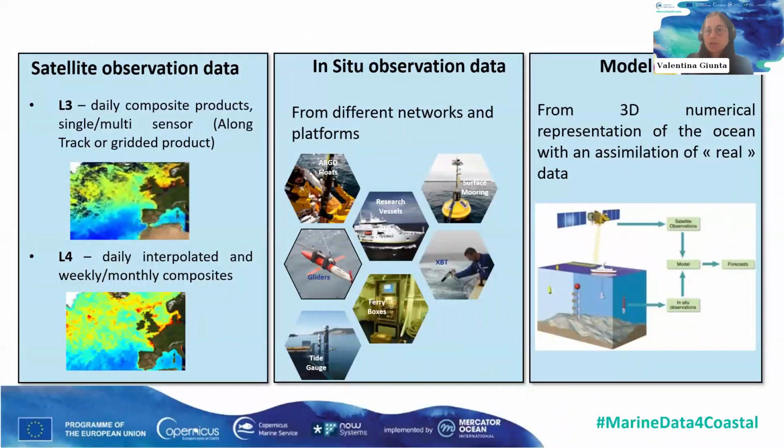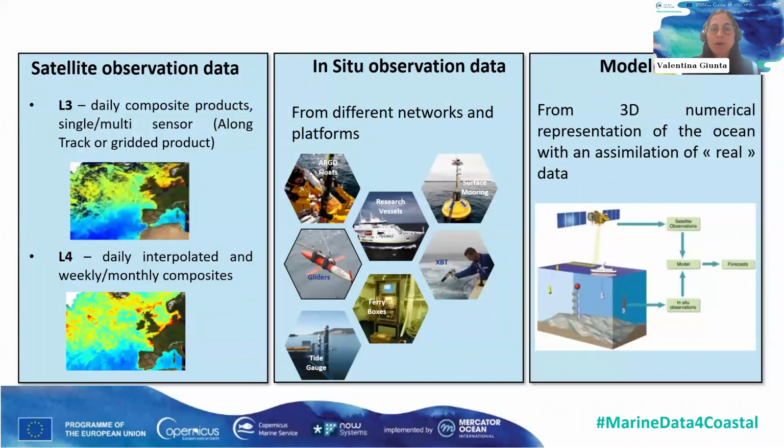So as I mentioned before, we have three main sources of data coming from satellite observations, in situ observations, and model data. So for satellite observations, we offer two different levels of information with what we call level 3, which are daily composite products along a single or multi-sensor. And then we have L4 products, which are daily interpolated, and you can find weekly and monthly composites.